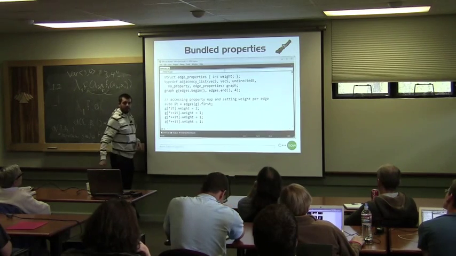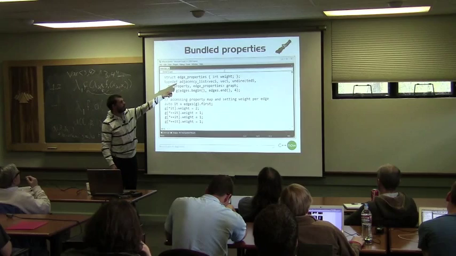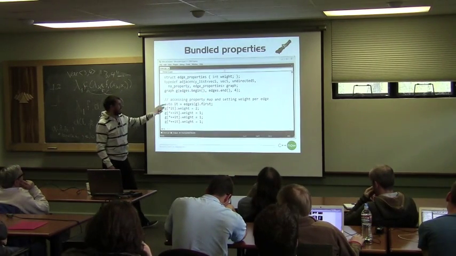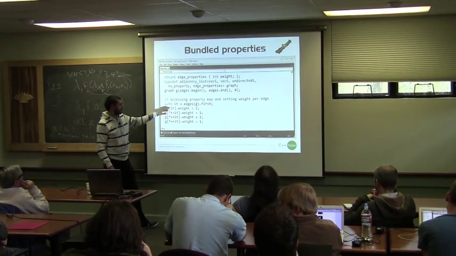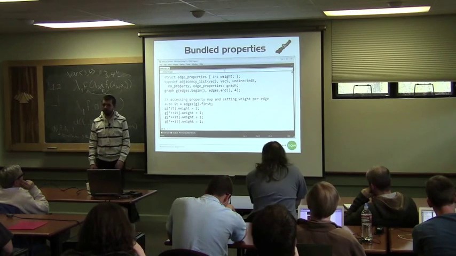And this edge has then, and that is really nice, all the member variables which I have defined here in my edge properties type. So I can now access a weight member variable of these edges, and I can just set the weights like this.